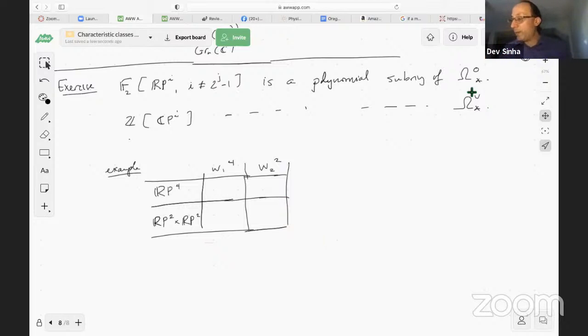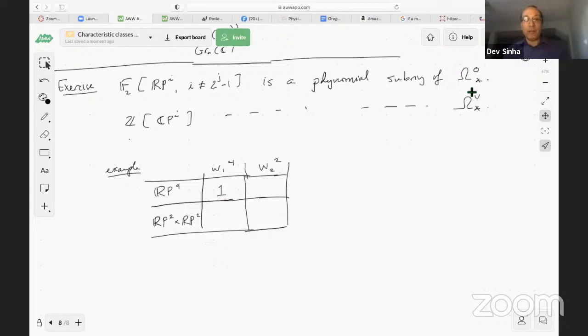So W1 of RP4 is not orientable. A little exercise, I don't know if we've even mentioned this: W1 is 0 if and only if a bundle is orientable. Since this is not orientable, that's non-zero. That's a non-zero class in H1 of RP4. If I raise it to the 4th power, that's a generator.